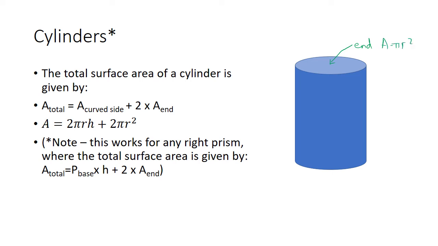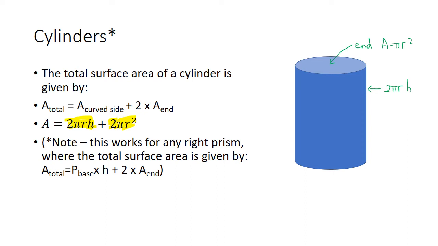Now the area of the curved side is given by the perimeter, which is the circumference of the base, multiplied by h. So we've got 2 pi r h there, and we've got two ends. So basically, to work out the total surface area of a cylinder, we work out the area of the curved side, which is 2 pi r h, and then we add 2 times the area of the end. Now the area of one end is pi r squared, so the area of two ends is going to be 2 pi r squared.